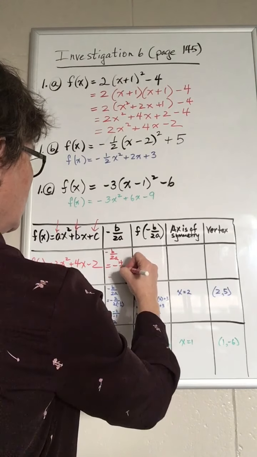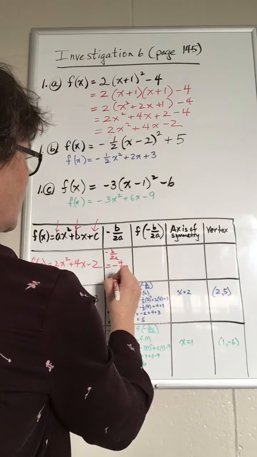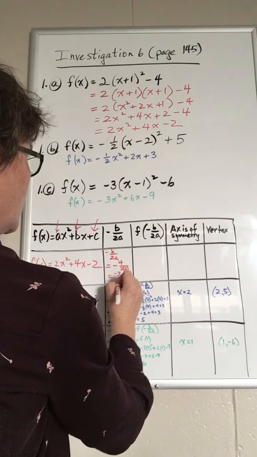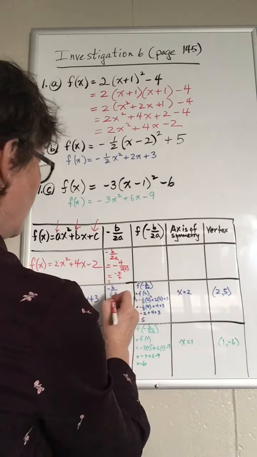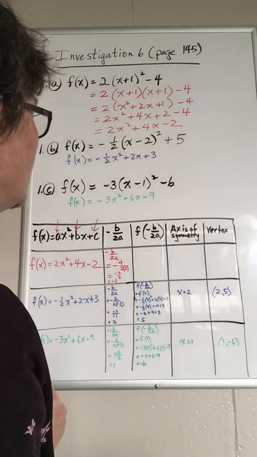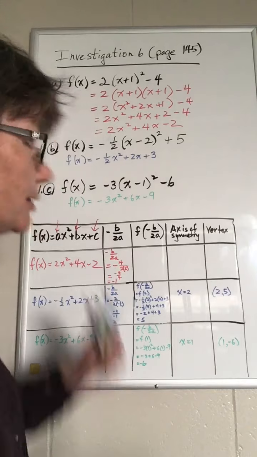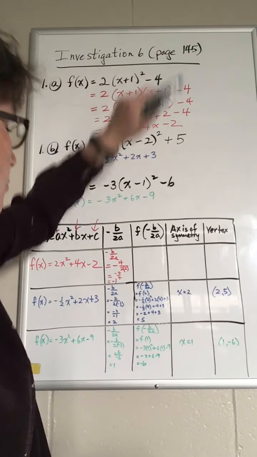times a, 2 times 2. So that's negative 4 over 4, which is negative 1. Yeah, okay. Phew, I was looking at b, thinking it didn't turn out right again, but a, yes, we want it to be negative 1.